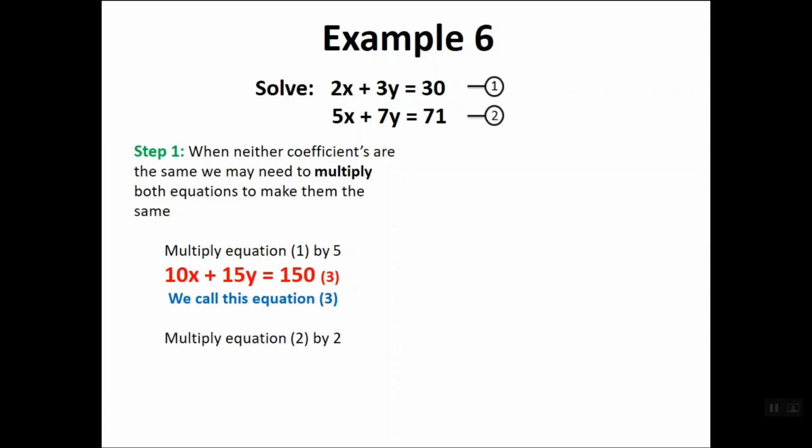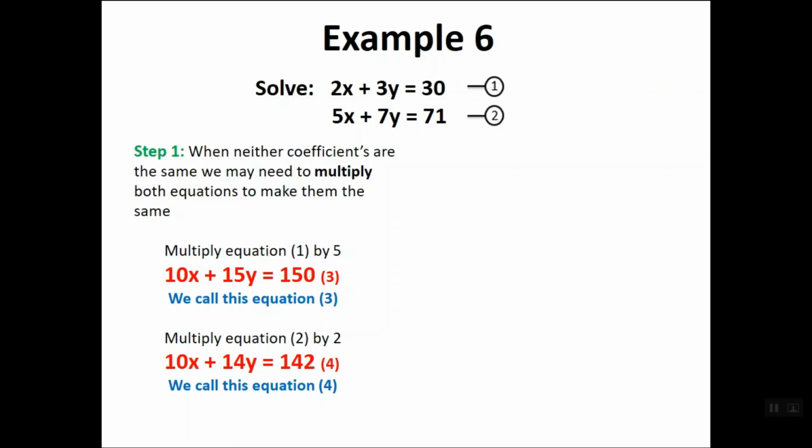And now, what I'm going to do is multiply equation 2 by 2. Right, so I'm going to do 2 times 5x, 2 times 7y, and 2 times 71. I should get 10x plus 14y is equal to 142. Again, just to recap, that's 2 times 5x, 10x, 2 times 7y, 14y, and 2 times 71, 142. And I'm going to call that equation 4.